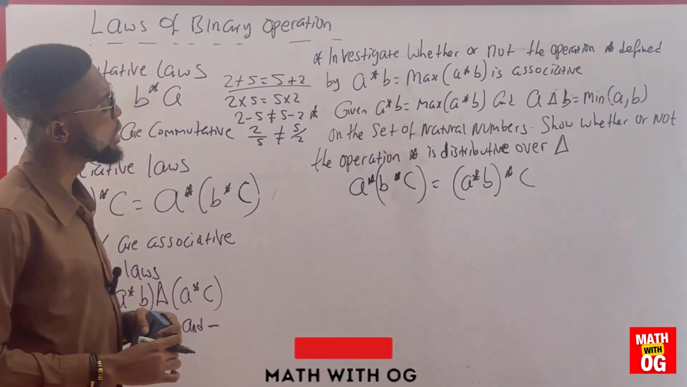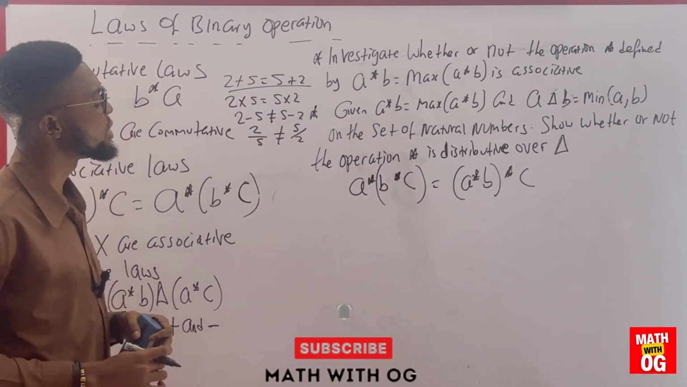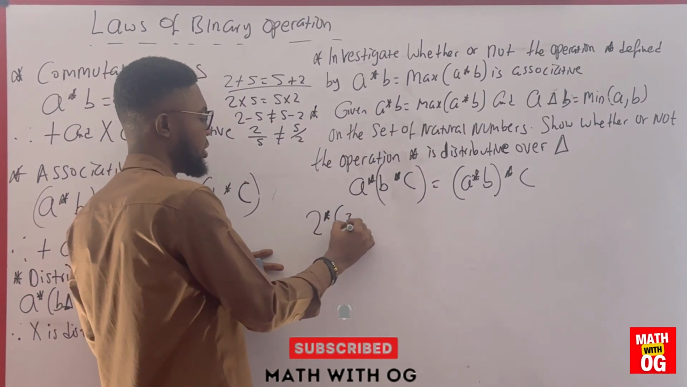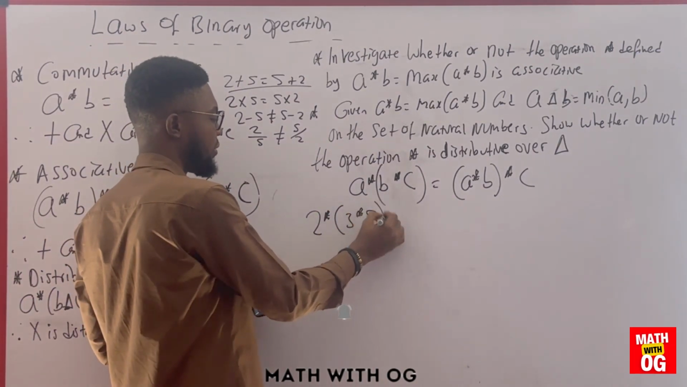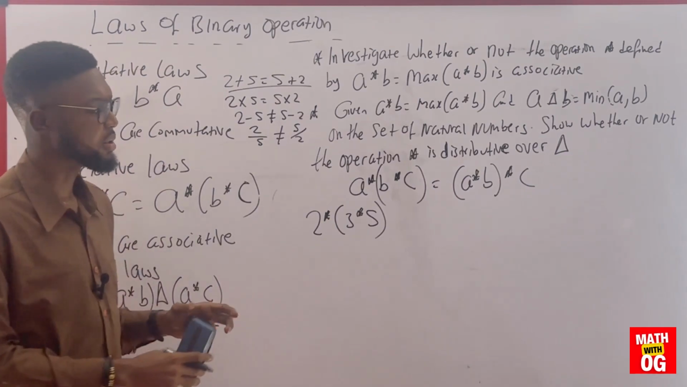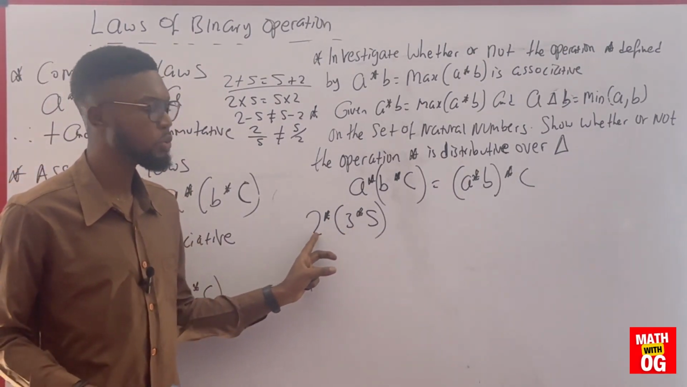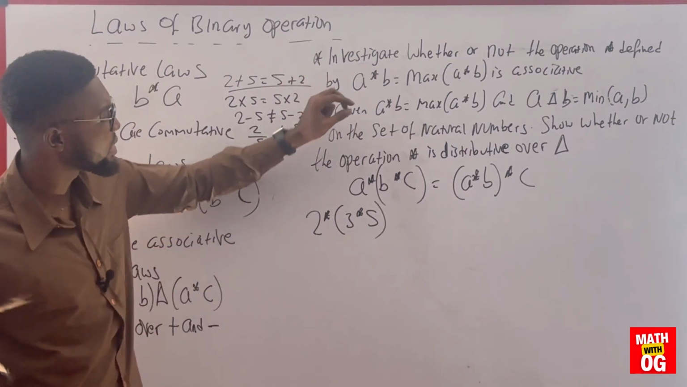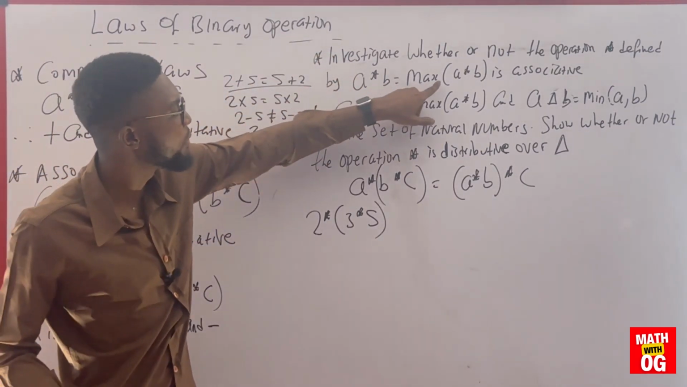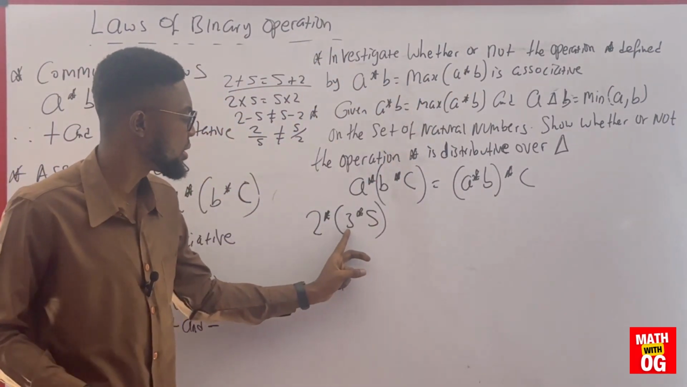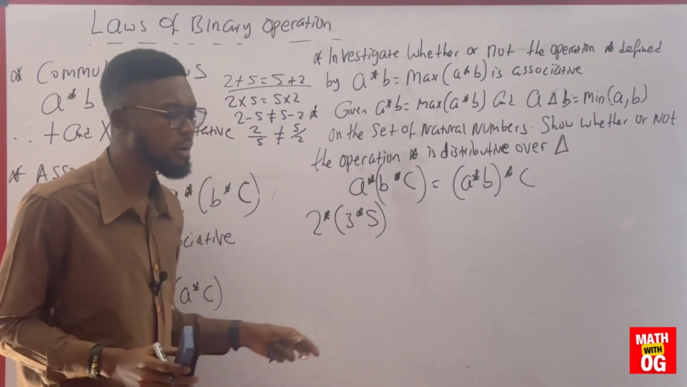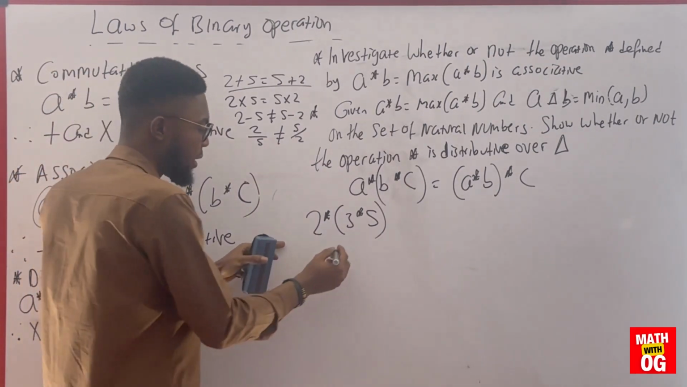So let's pick, let's say, 2, 3 and 5. So 2 operation (3 operation 5). So we can still obey BODMAS here. Solve the bracket first before we solve for 2. So what is 3 operation 5? The operation states that A operation B is the maximum value of A and B. So what is the maximum value of 3 and 5? It's obvious that the maximum of 3 and 5 is 5. So 3 operation 5 should give us 5.